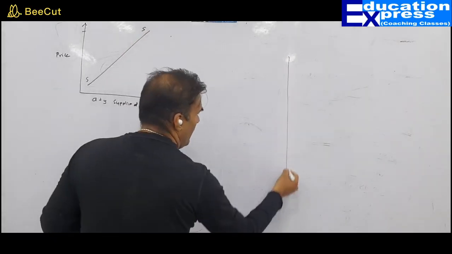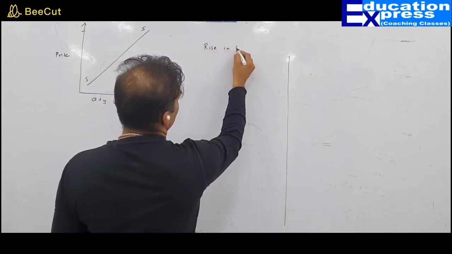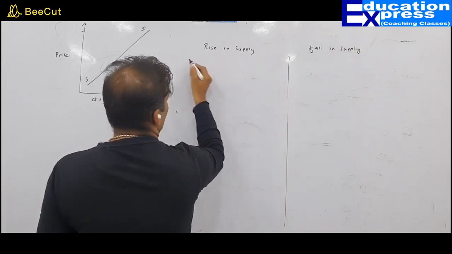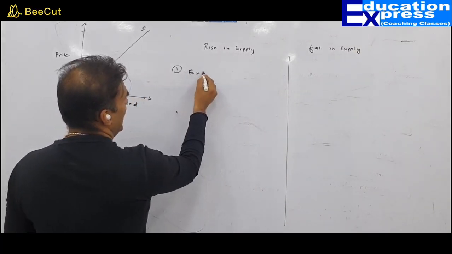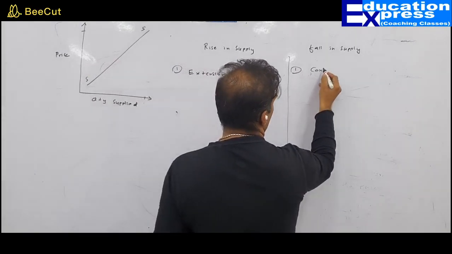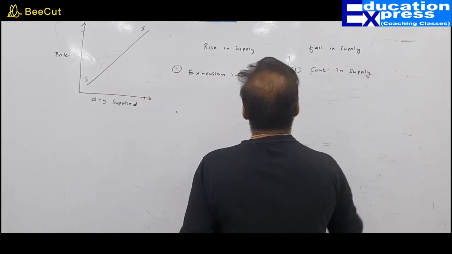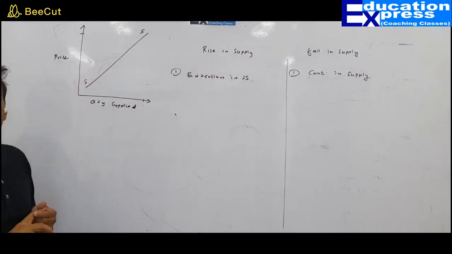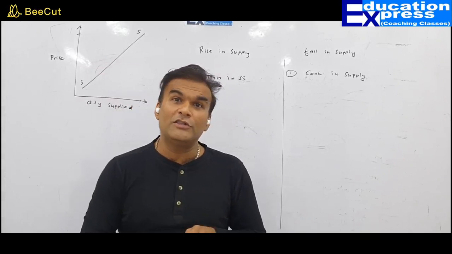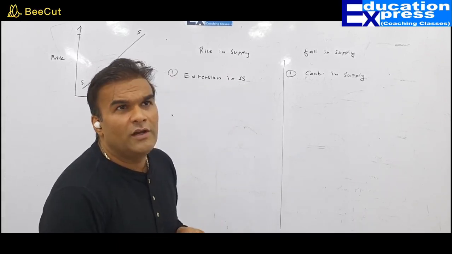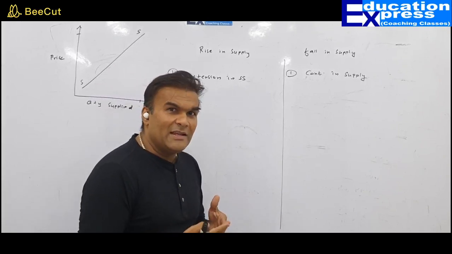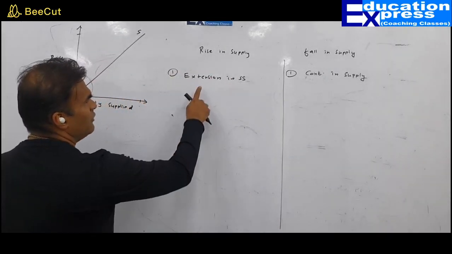Let us now understand the difference between rise in supply and fall in supply. Rise in supply is also called expansion in supply. Fall in supply is also called contraction in supply. Why will it happen? Rise in supply will happen due to rise in price. Supply is a producer-oriented concept. As a producer, as a supplier, I would tend to supply more if the price goes up, and I would tend to supply less if the price falls. This is rise in supply, which is also called expansion in supply.